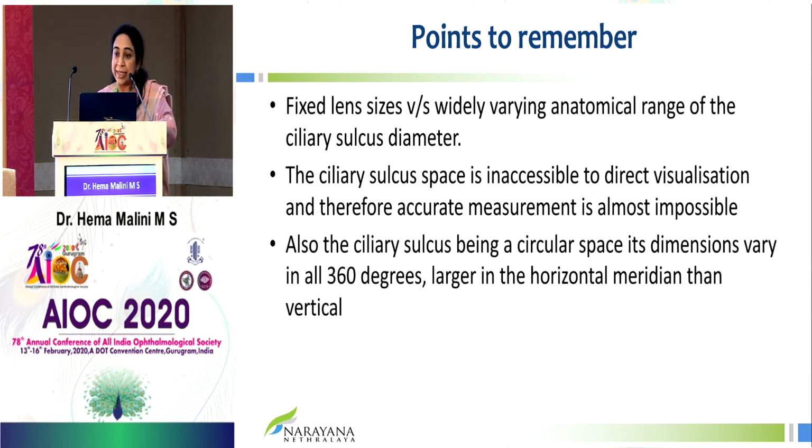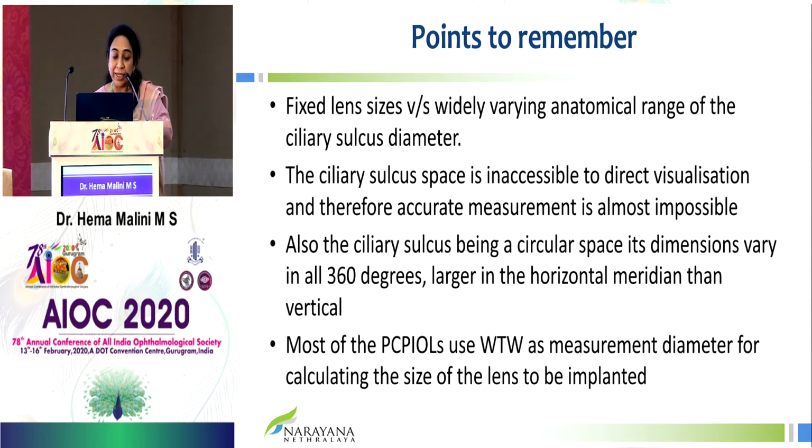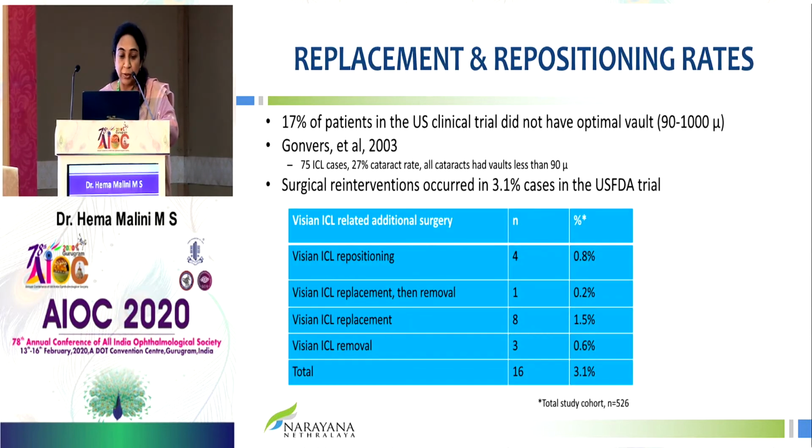Also, the ciliary sulcus is a circular space, and its dimension is not uniform in all the 360 degrees. It's larger in the horizontal meridian than in the vertical meridian. And as we all know, most of the posterior chamber lenses that are currently in the market use white to white as the measurement diameter for calculating the size. So this I already spoke about.